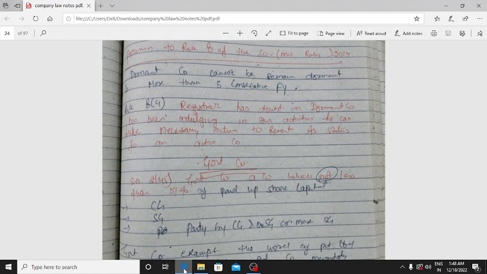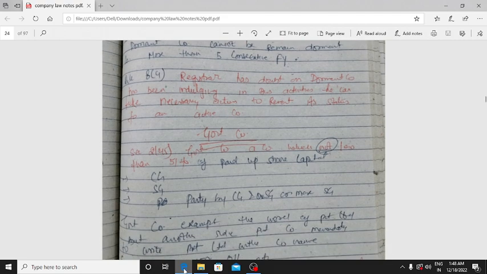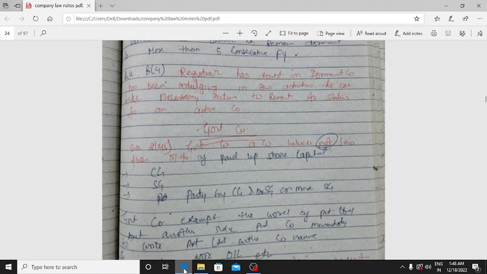Under Section 455, subsection 4, if the Registrar has a doubt that a dormant company has been indulging in business activities, he can take the necessary action to revert its status to an active company. If the ROC has any doubt about that company, he can investigate it, check whether the company is active or inactive, and take the necessary action.